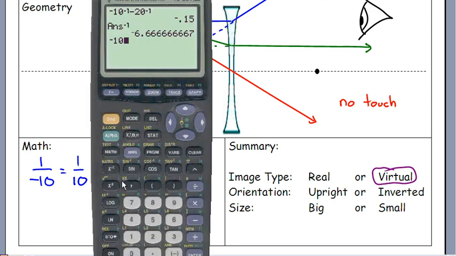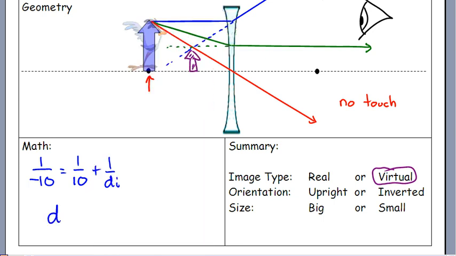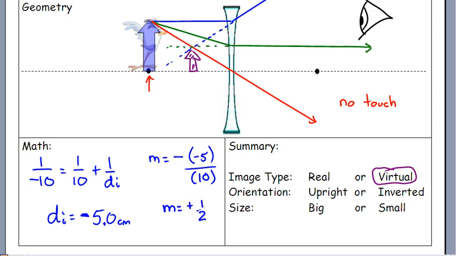So negative 10 flipped, subtract the 10 flipped that comes to the other side, get a number there, flip it back, negative 5. So the math is actually reminding me that, hey, this is virtual by giving me that negative there, saying it's not on the side that you'd expect, which would be after the lens. It's actually before the lens. Magnification would be the opposite of that negative 5 divided by the 10. Okay, got a double negative there, so it's going to be a positive 1/2.